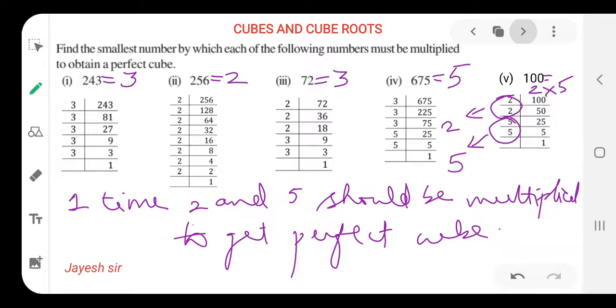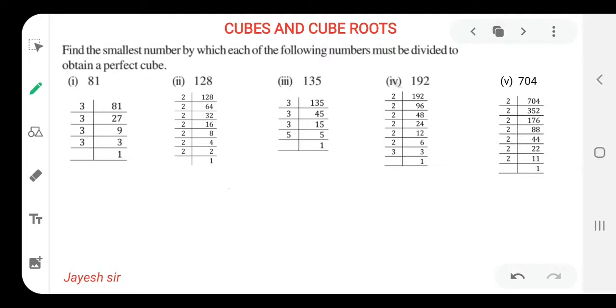Now let us begin with the next type and see what new we are going to learn today. Find the smallest number by which each of the following numbers must be divided to obtain a perfect cube. In the previous sum we were multiplying, but here we need to divide. If we divide the number, then we will obtain the perfect cube. Yes or no? Yes. So let us start here.